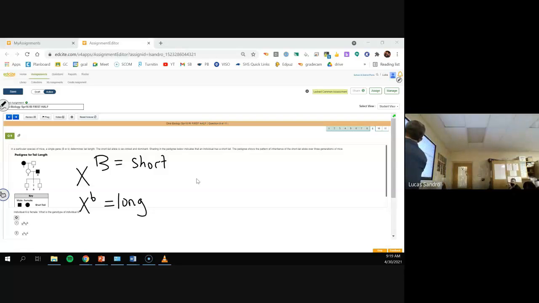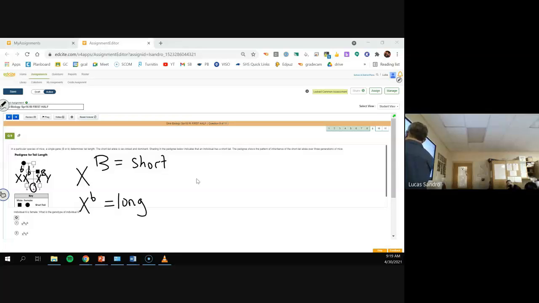which means this male is what genotype? He's got a short tail. Remember, males show you everything they've got. He's X, Y, and what's on his X? Big B or little b? Big B. She's got a long tail, which means on her two X's, she has what? Two little b's.